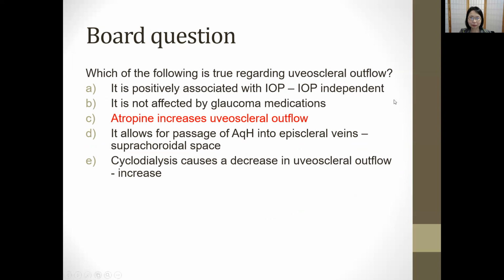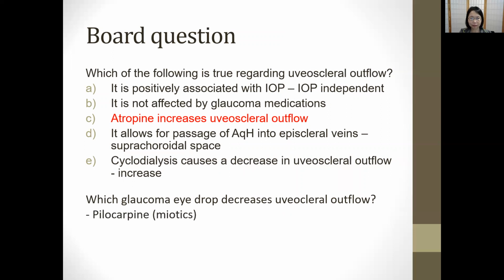Because it is IOP independent, it is affected by glaucoma medications such as prostaglandin analogs. It actually does not drain to the episcleral veins, but gets to the suprachoroidal space. And cyclodialysis cleft actually causes an increase, not a decrease, in uveoscleral outflow. And on the contrary, which glaucoma medication decreases uveoscleral outflow? And the answer there is pilocarpine or miotics.